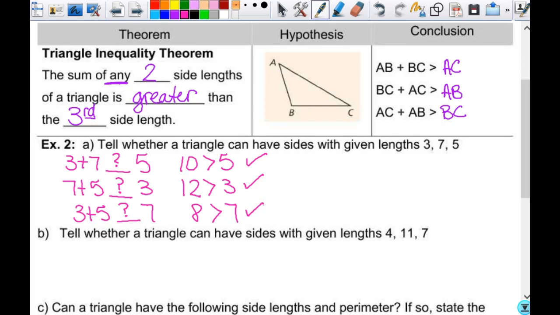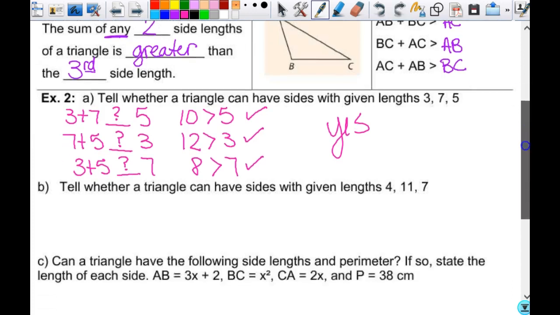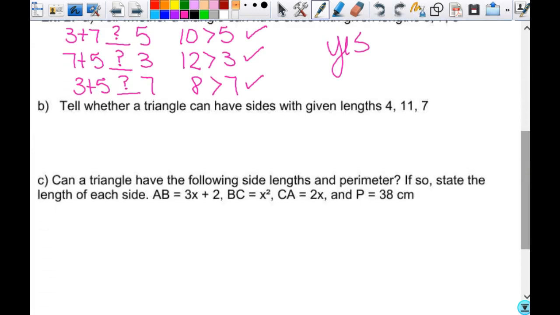And so, will those 3 side lengths make a triangle? Yes. This is yes. And your evidence, your explanation, is your work right there showing that you tried all 3 sets of sides. Does that make sense to you? Good? All right. Let's do this next one. So 4, 11, and 7. So 4 plus 11, question mark, 7. Then what's 4 plus 11? 15. And 15 is greater than 7, so that's good.